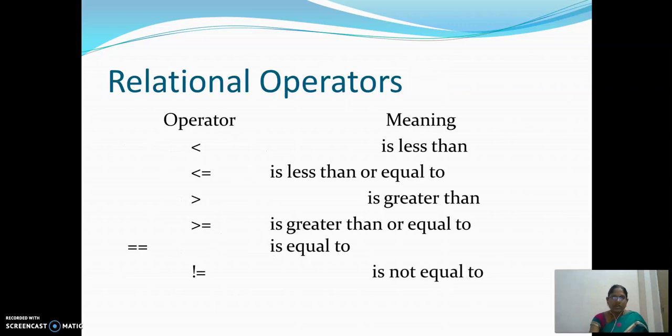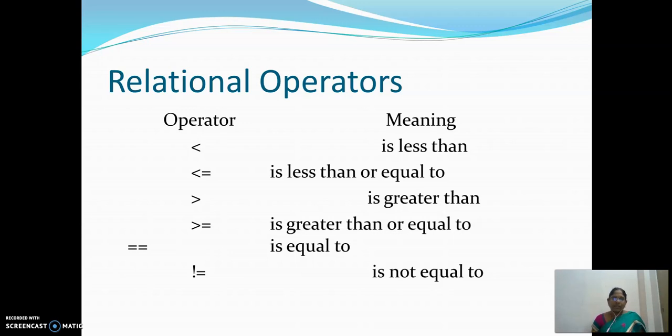Next comes your relational operators. In the relational operators, you are going to have 6 operators: less than, less than or equal to, greater than, greater than or equal to, double equal to, and not equal to. Here, it returns either true or false.